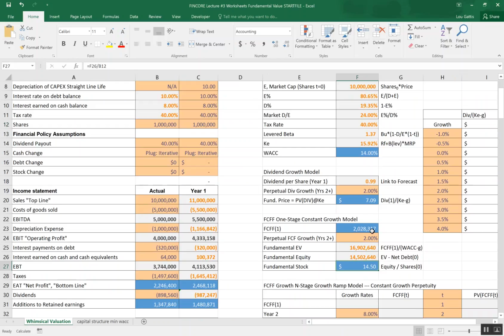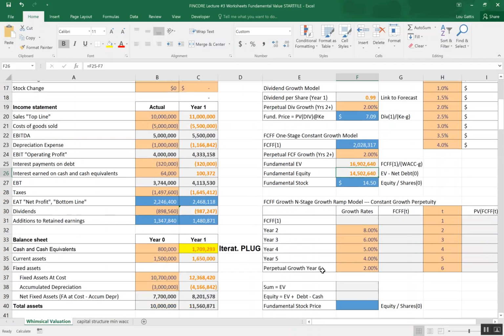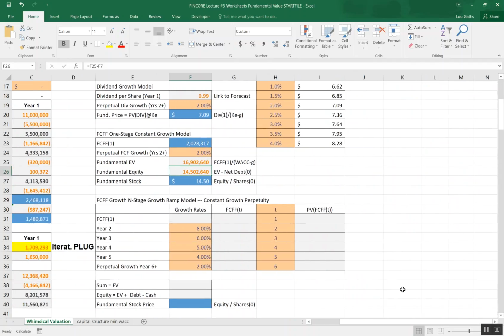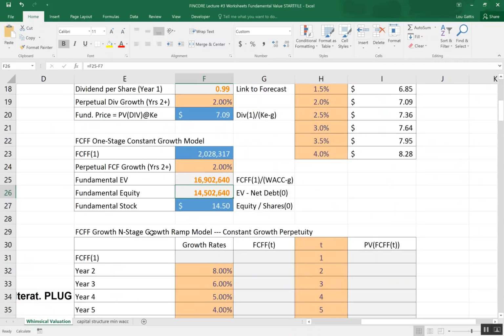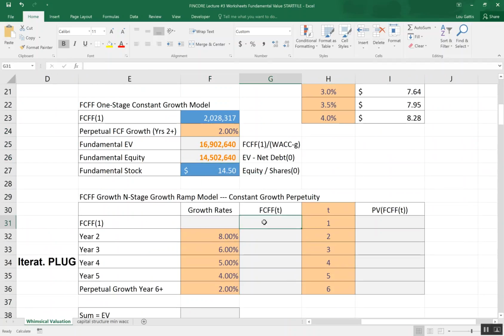Whenever you're growing faster than your perpetual assumption, what is recommended is you do something called maybe a growth ramp, or an end stage growth valuation model. And that model is going to be this. I'm going to assume that my firm is going to generate cash flows of $2 million next year. And I know in perpetuity it can only grow 2% per year. That's my estimate.